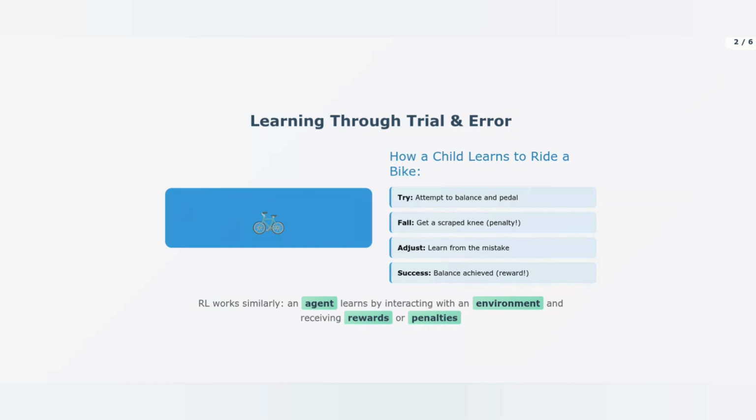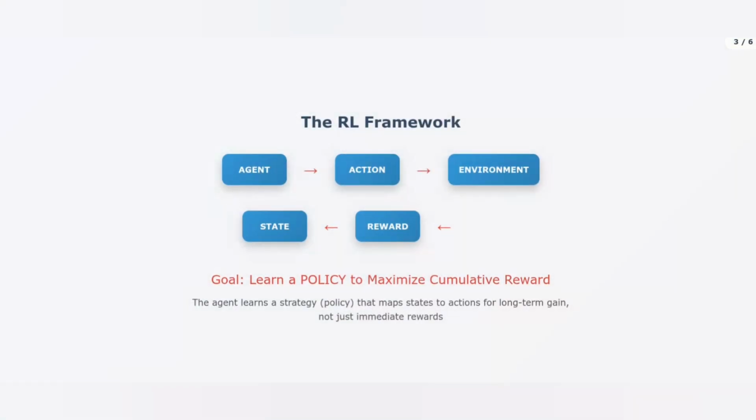An agent learns to perform a task by interacting with an environment and receiving rewards or penalties for its actions. The goal of the agent is to learn a policy, a strategy or mapping from states to actions that maximizes the cumulative reward over time. It's not about immediate rewards, but about long-term gain. This makes RL particularly powerful for sequential decision-making problems.